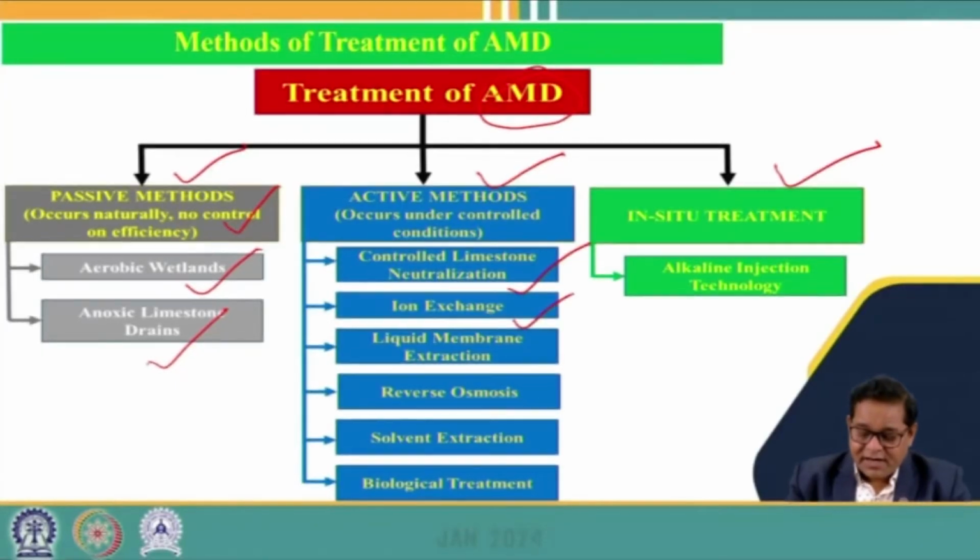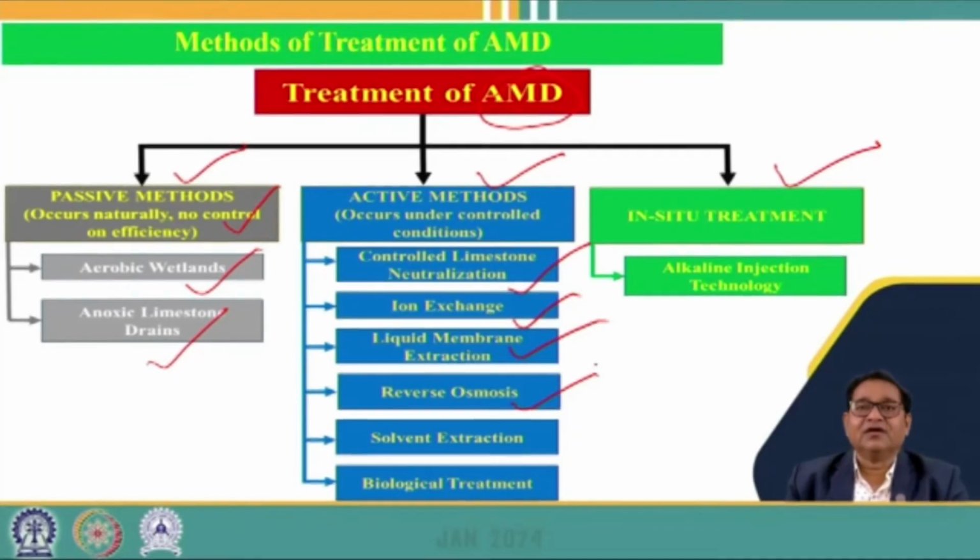And then there are ion exchange methods also, which are used for removal of selective metal ion concentration from the acid mine drainage. Then we have membrane extraction technique, reverse osmosis technique, solvent extraction methods, and then biological treatment systems are also available. So these are the various treatment systems which are classified under active methods for the treatment of acid mine drainage. And then we have in situ treatment system.